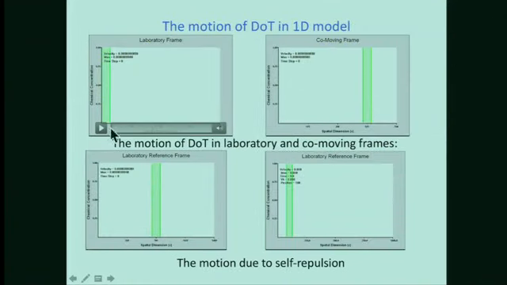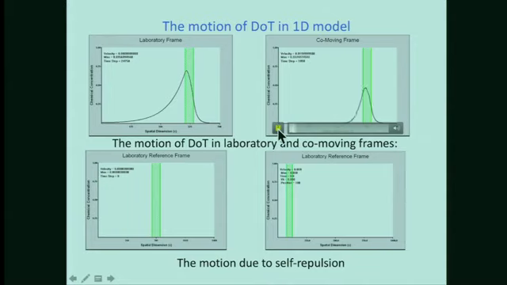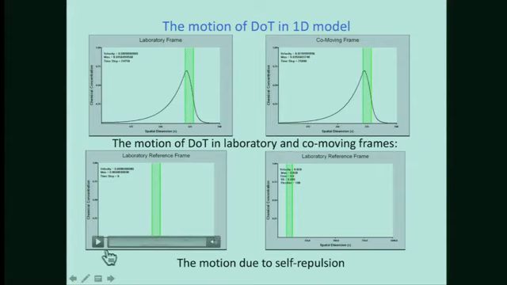So here are some illustrations. This is a moving segment or moving group of cells in 1D in the laboratory frame of reference. This is in the co-moving frame of reference, so we just move together with this group of cells. Here it was moving because we just imposed some kind of motion, and here it will be motion due to chemotaxis.